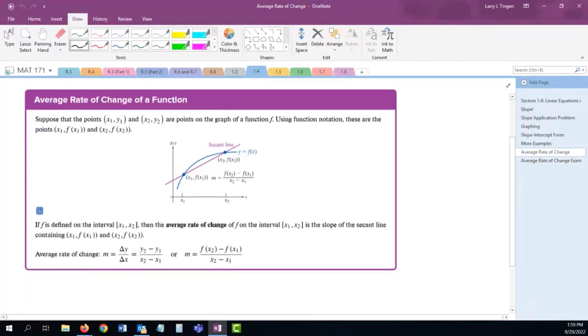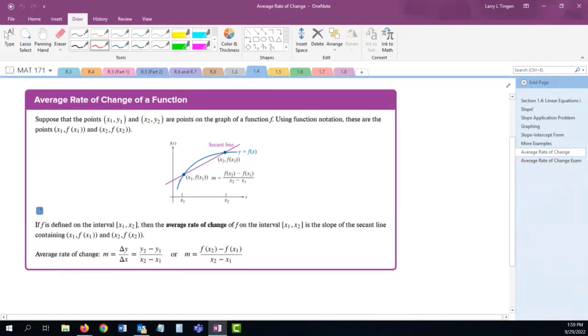So, if I want to know the average rate of change of my function, that's the blue line, and notice that we have a little bit of information here. If f is defined on the interval x1 to x2, and it's got brackets, so it means endpoints are included. So is f of x defined over that entire interval? Yeah, there's no holes, there's no problem.